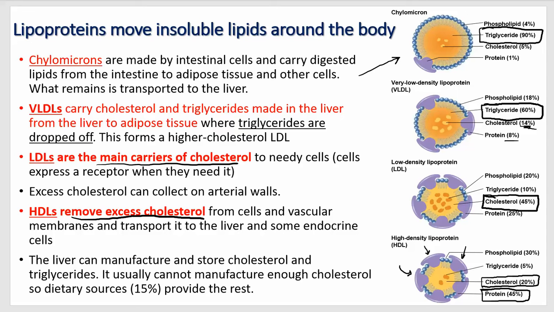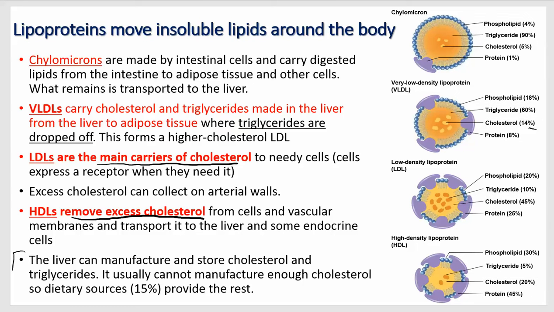Okay, all right, so the liver can manufacture and store cholesterol and triglycerides. It usually cannot manufacture enough cholesterol, so dietary sources provide the rest. The liver is processing, manufacturing, and actually producing cholesterol for use in the body. Okay, and these lipoproteins are just how it moves it around.